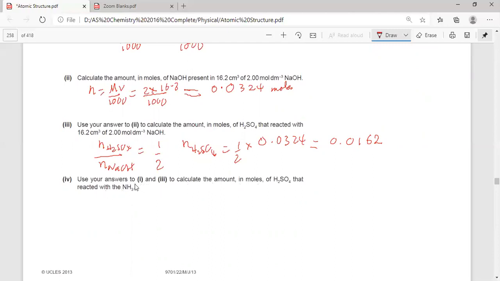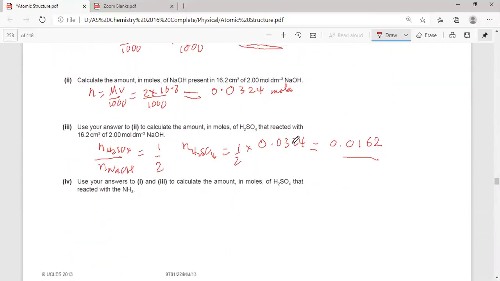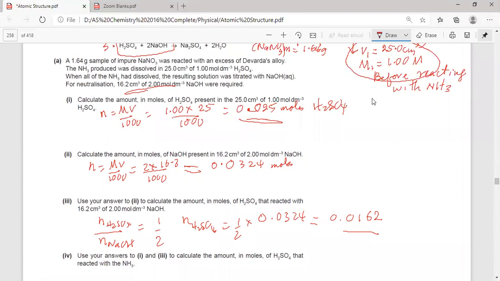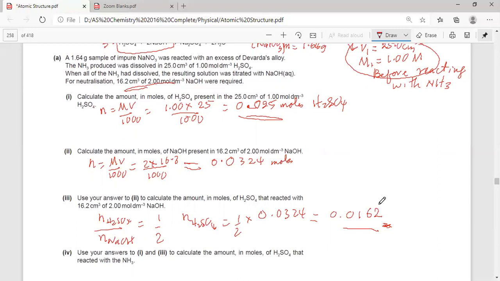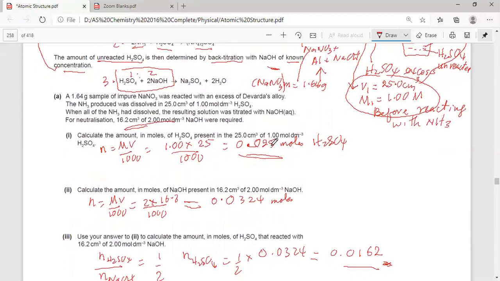See your answers 1 and 3. Calculate the amount of moles of H2SO4 that's reacted with ammonia. Now this is the one that's reacted, this one here. So what was there already before reaction is this thing, right? This is the one before reaction. Now this is before reaction, this is after reaction. That means excess. So how much of it is reacted with your ammonia? All right, so you can see from here.